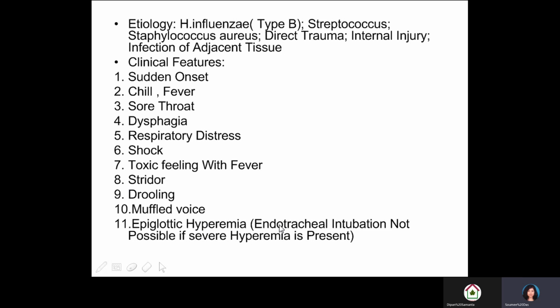Epiglottic hyperemia: endotracheal intubation is not possible if severe hyperemia is present. Hyperemia means engorged blood vessels, so the epiglottic area would be congested. If severe hyperemia is there, then endotracheal intubation, or ETT, is not possible. Sometimes we have to use endotracheal intubation to help the patient with proper respiration. But if the hyperemia is severe, endotracheal intubation is not possible. So this is a contraindication of endotracheal intubation.